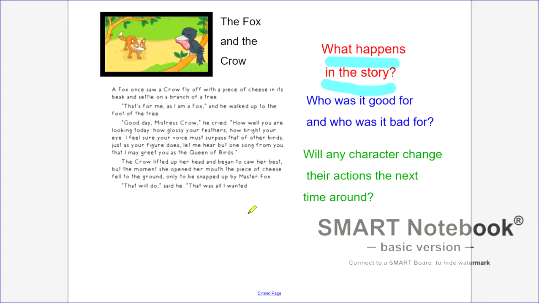The crow lifted her head up and began to caw her best, but at that moment she opened her mouth, and the piece of cheese fell to the ground, only to be snapped up by the master fox.